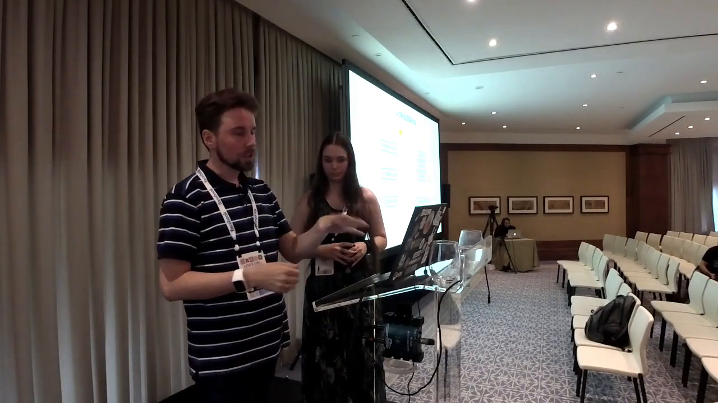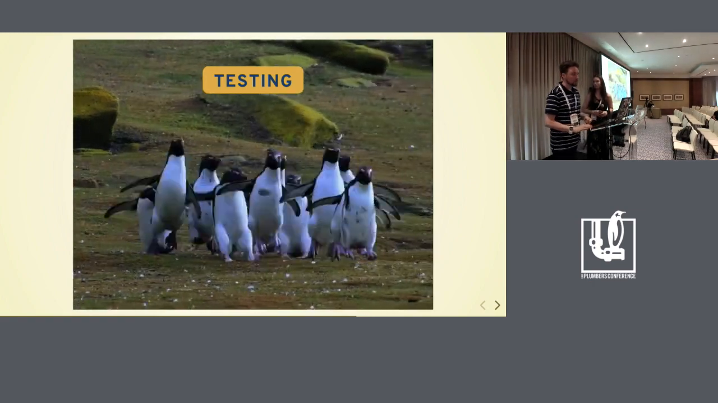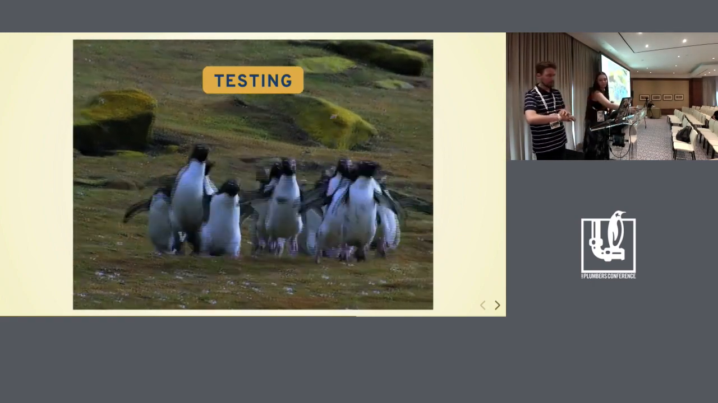So to trick GitLab CI, we use two repos. In one repo we keep the actual code for the pipeline, the bash scripts and the YAML files, and the other one is just the very minimal stuff that includes those: the RHEL7 repo includes the RHEL7 specific stuff and the common pipeline, and RHEL8 does the same, and stable and so on. So further on, for the testing, we don't have much time left.